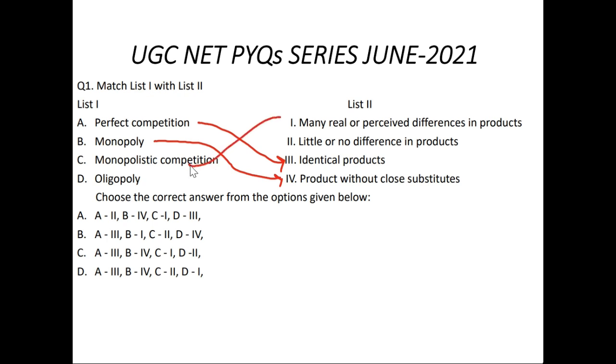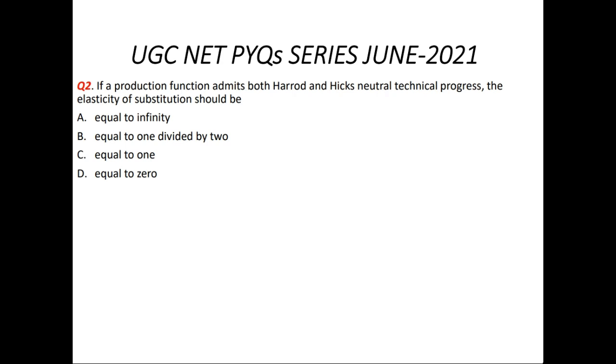Monopolistic competition has many real and perceived differences in products, and oligopoly has little or no differences in products. So our options are perfect competition 3, monopoly 4, monopolistic competition 1, and oligopoly 2. So 3 4 1 2, option C. Answer C is correct.